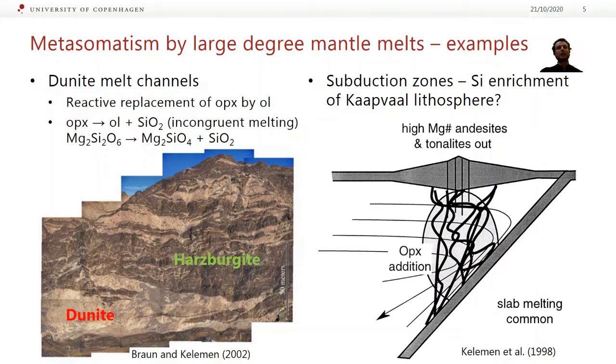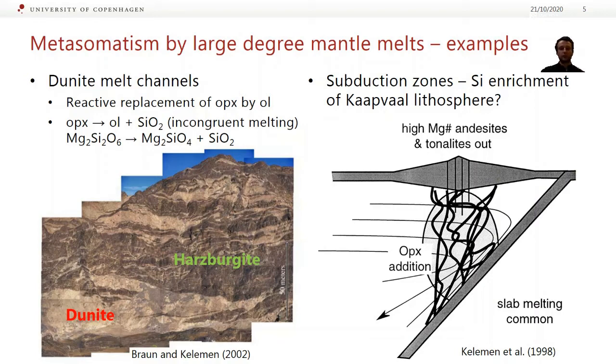So a couple of examples here of metasomatism by large degree melts. The first one is one I actually spoke about in the Oceanic Lithosphere lecture, and those are dunite melt channels. So this is incongruent melting or reactive replacement of orthopyroxene by olivine. And this happens because beneath the mid-ocean ridge, basalts are ascending from depth where orthopyroxene is more stable, and when they get closer to the surface, they're actually undersaturated in orthopyroxene, and they begin to melt orthopyroxene, and it forces crystallization of olivine.